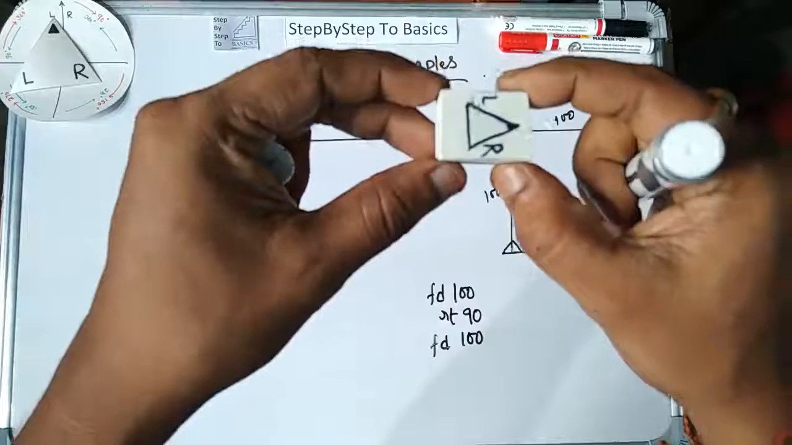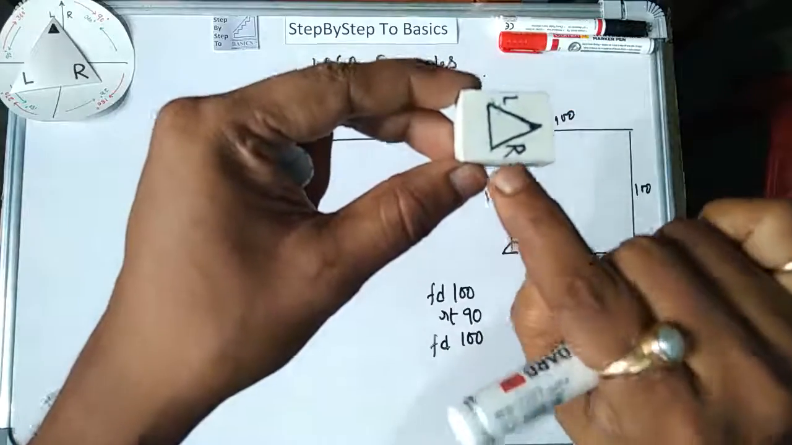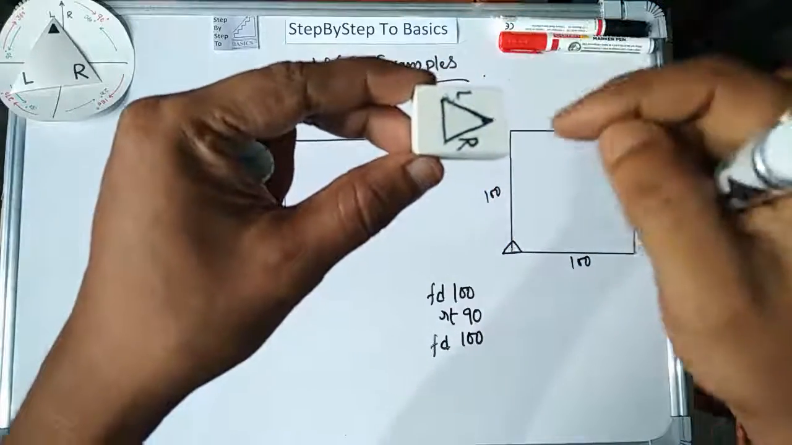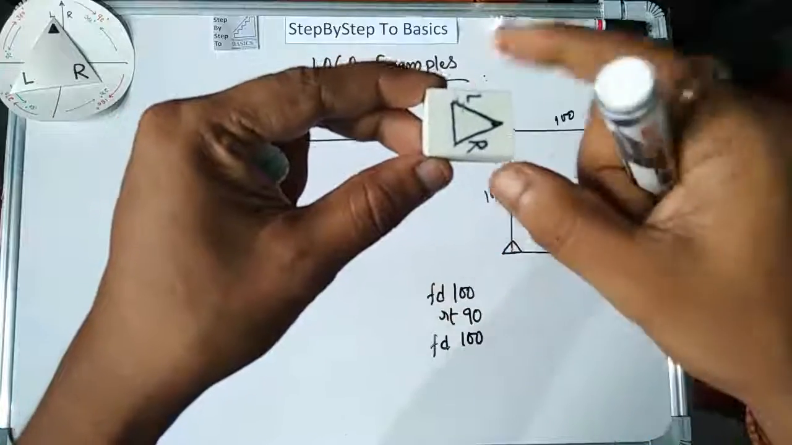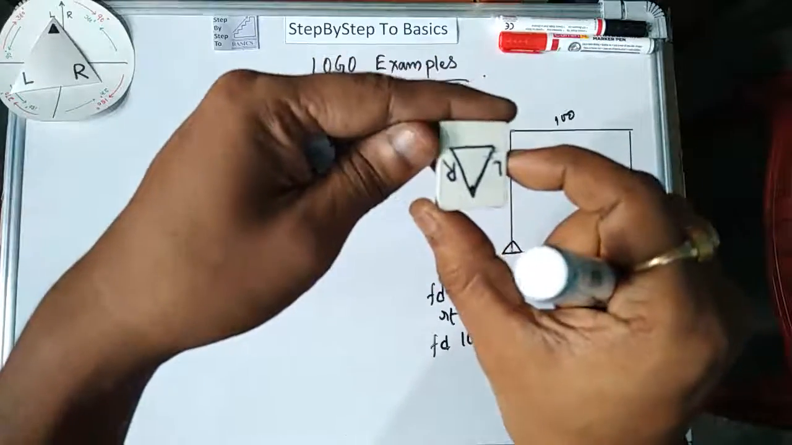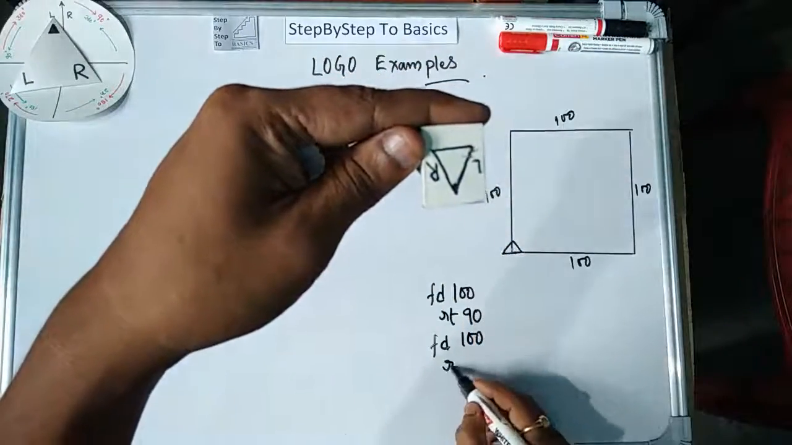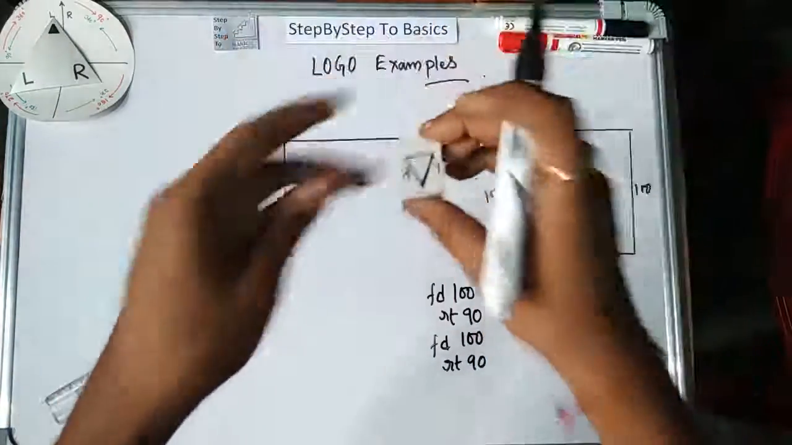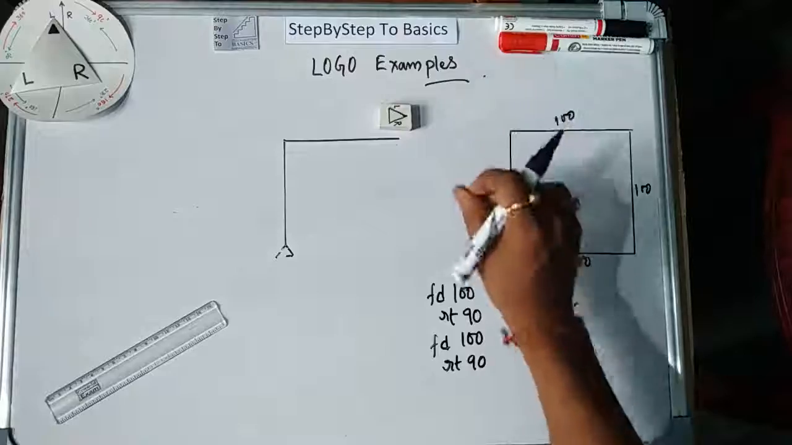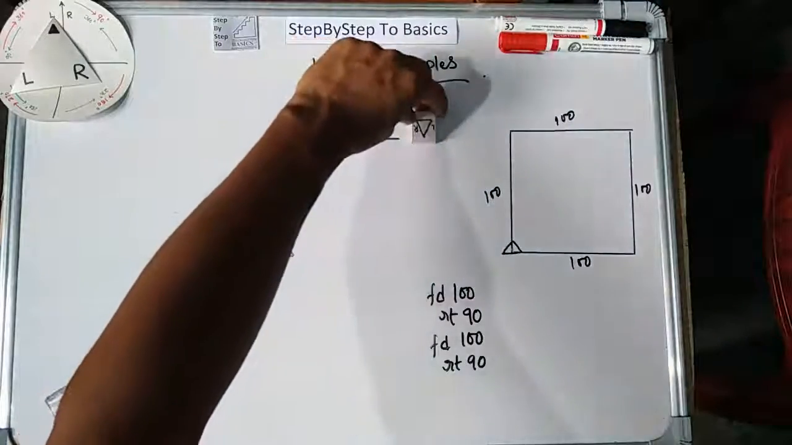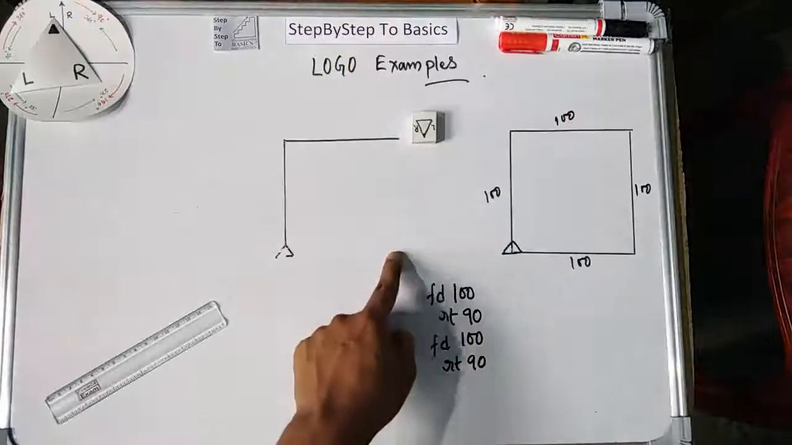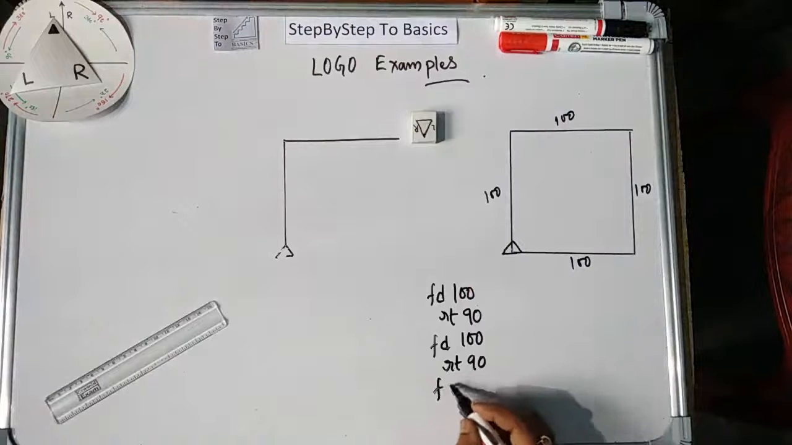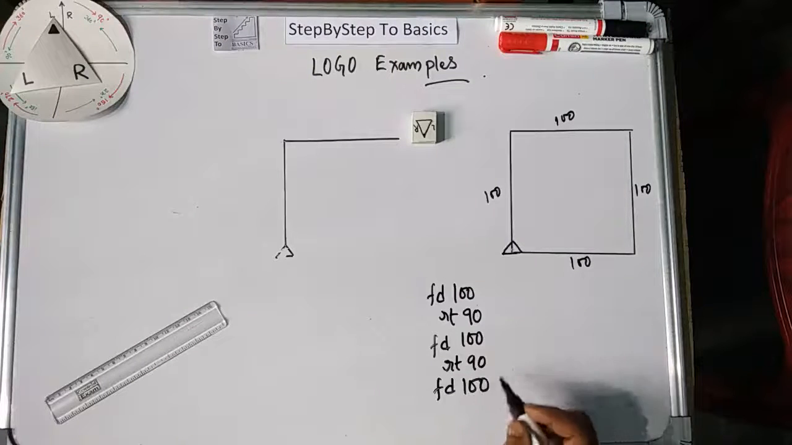Initially it is in this position, so right is here, left is that side. R means it should move this side. That's why again I will use RT 90, so that it turns this way. Initially it was like this, now it will turn this way. Then after turning, it should move 100 steps. So again I will write FD 100.